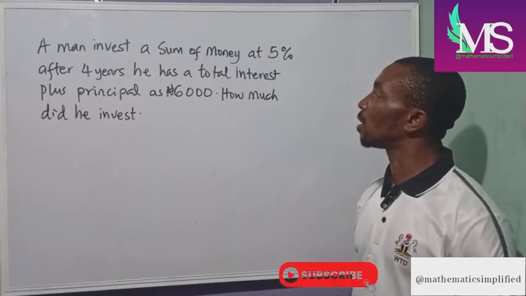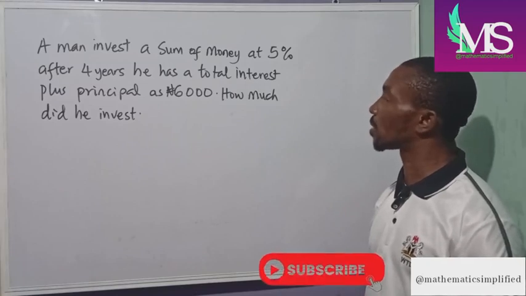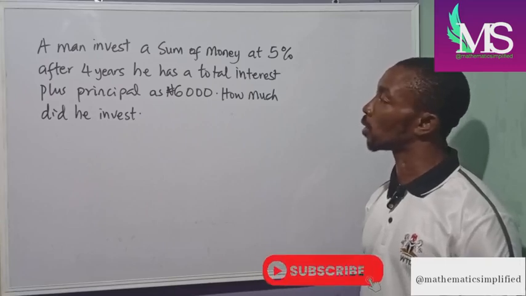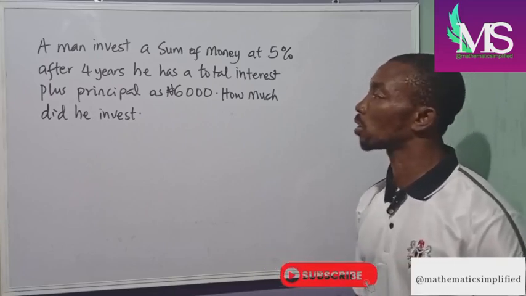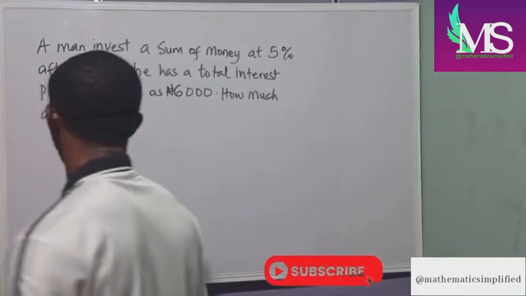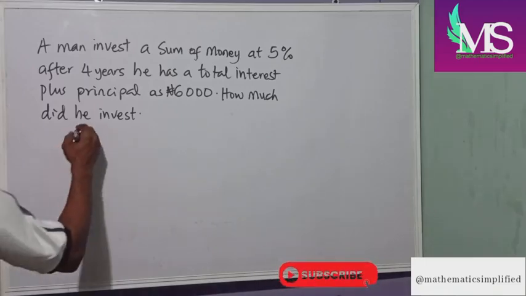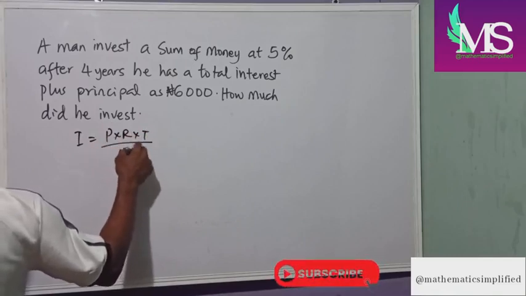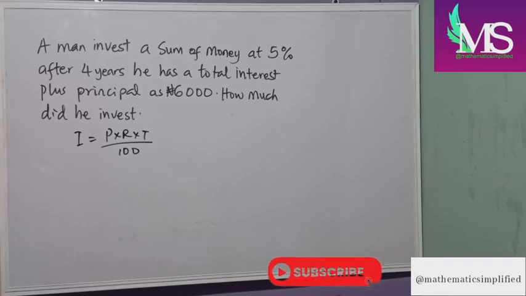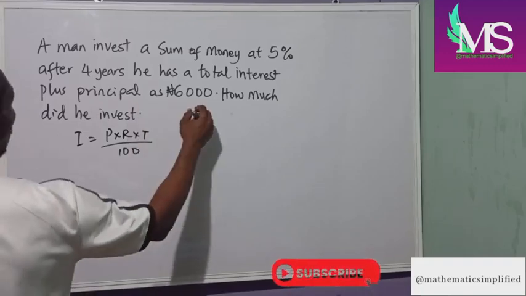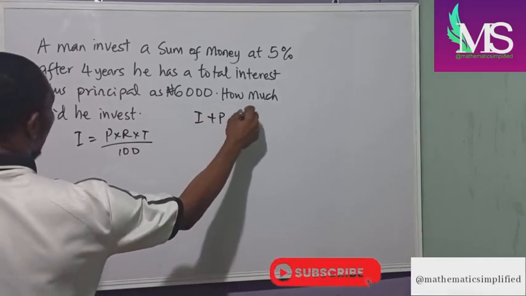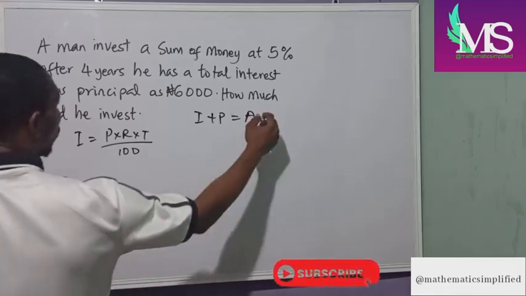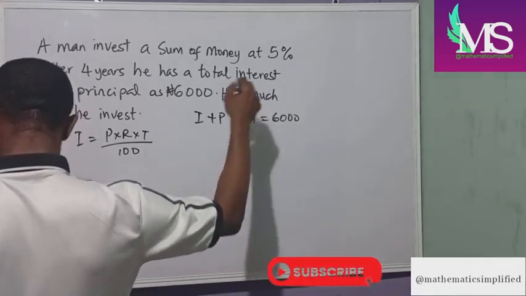A man invested a sum of money at 5%. After 4 years, he has a total of interest plus principal at 6,000. How much did he invest? Now, in solving this, we know that interest equals principal times rate times time all over 100. Now, interest plus principal means amount. So the amount we have is 6,000.